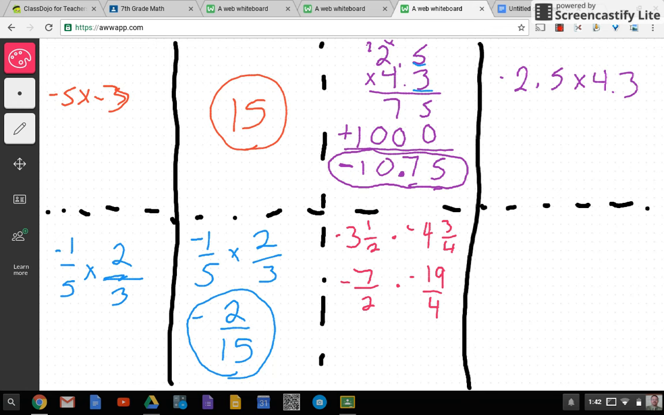So 7 times 19 is 133. 2 times 4 is 8. That is an improper fraction. When I actually do the division, which is 133 divided by 8, I would get 16 5/8. And of course, that is positive, because remember, a negative times a negative is a positive.